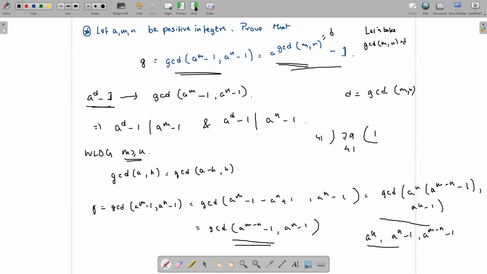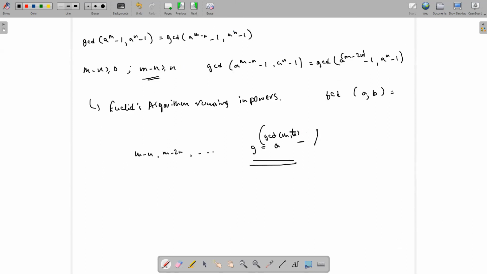Is this part clear? Actually, I wanted to ask if we keep going in that sequence, then we'll have m minus n, m minus 2n, and eventually m minus qn for some positive integer q. So, like Bezout's identity. Okay. Just let me write this down, and I guess you will answer this for yourself.